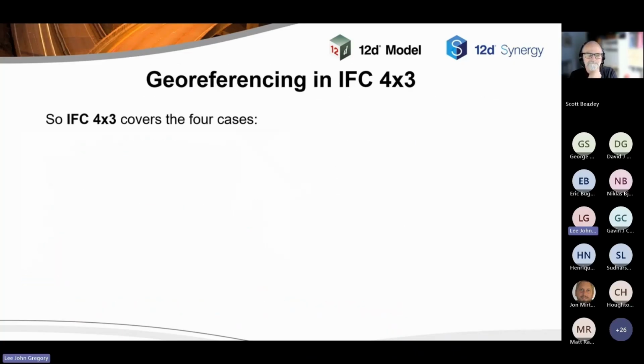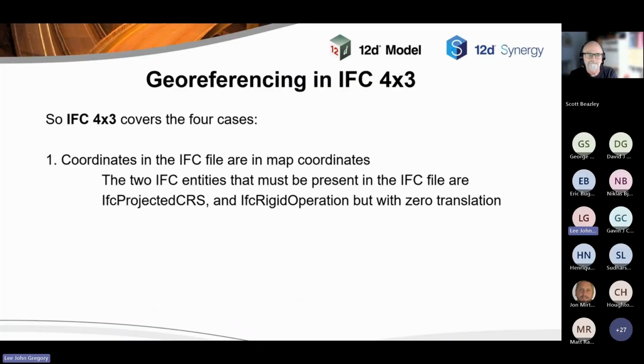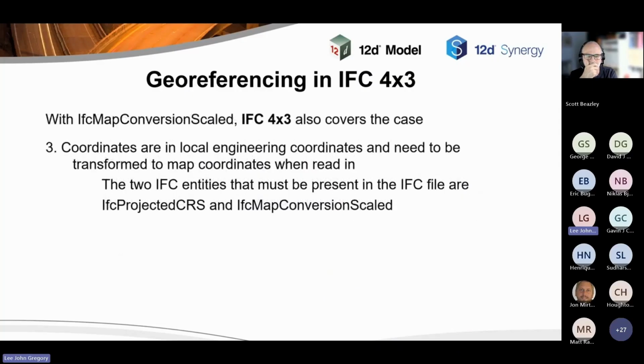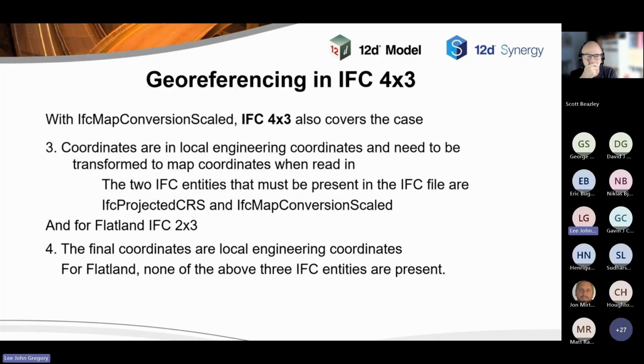So there are 4 cases IFC 4x3 now covers. You've got the coordinates in the file in map coordinates, so you just need IFC projected CRS and rigid operation. You've got map meters, you just need a translation to get across. That's when you've got truncated map coordinates. The third case is when you've got local engineering coordinates, and if you've got the projected CRS and map conversion scale, it'll get you the map coordinates. And there's a total flatland one, which is IFC 2x3, where everything's just in local engineering coordinates.